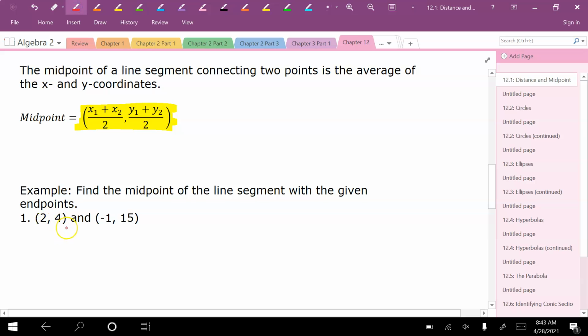So for this first one, 2, 4, and then negative 1, 15, again, you can start by labeling it x1, y1, if this helps you, so that you know where the pieces then need to go in your formula. I would label all of these this way.